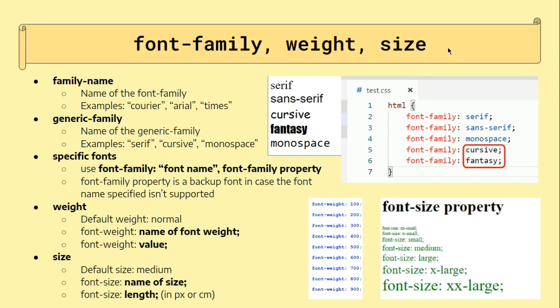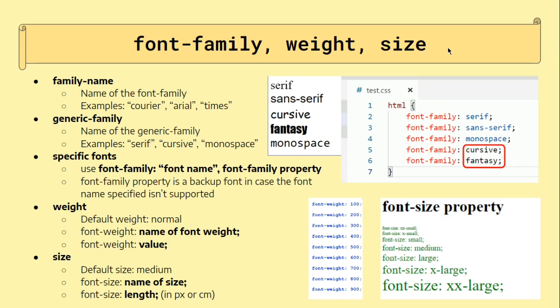Let's review the CSS font family property. The family name property is the name of the font family. Examples can include Courier, Arial, and Times. The generic family property is the name of the generic family. Examples can include serif, cursive, and monospace.